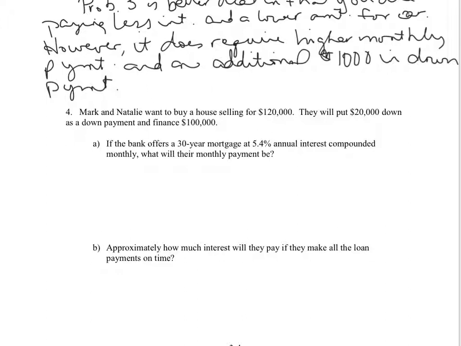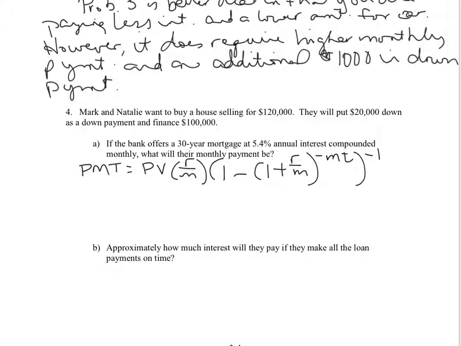Okay, to calculate the monthly payment, we need that second formula from our sheet. We're going to have to take the present value, multiply it times R over M, times 1 minus 1 plus R over M to the negative MT power. You'll notice parts of this look very familiar, but this has to be raised to the negative 1 power.